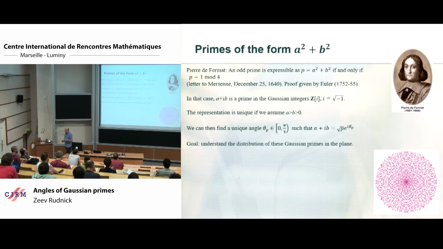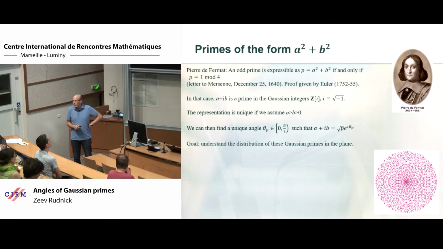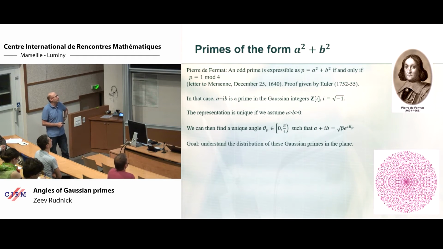So let's go back to a compatriot of some of the people here, Pierre de Fermat, and he showed that primes are sums of two squares if and only if either the prime is 2 or the prime is congruent to 1 mod 4. I think it was only Euler that gave a formal proof, but certainly Fermat stated it and probably knew roughly how to do this. So half the primes are sums of two squares.